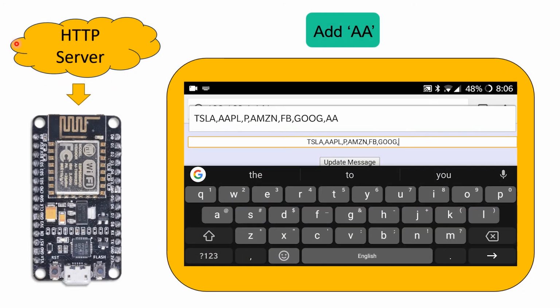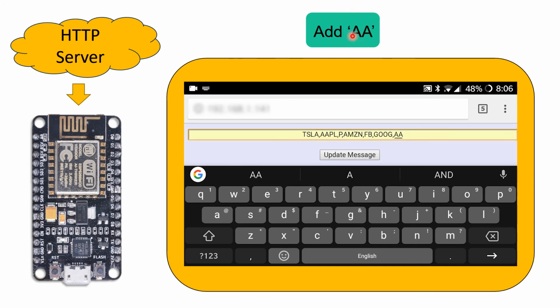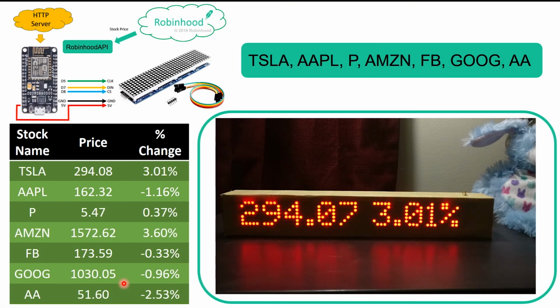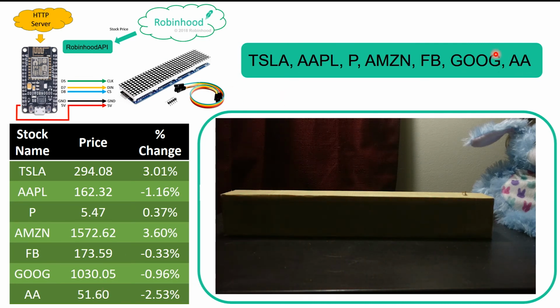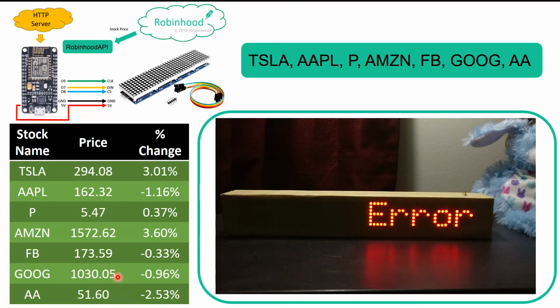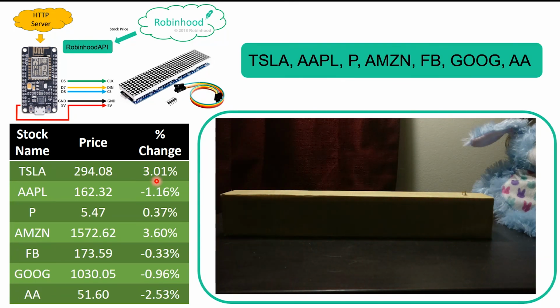On the web server, let's say you want to add Alcoa. The short form for Alcoa is AA. Let's go and add that. Once we add that, Alcoa goes into the list of stocks that it queries. All you have to do is separate them by commas, and it starts scrolling Alcoa right after Google. So there you go. Go ahead and start using this API.